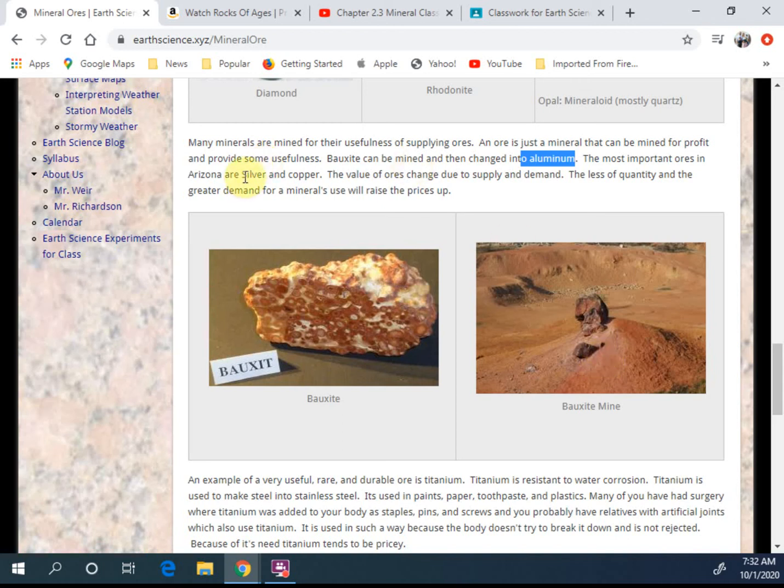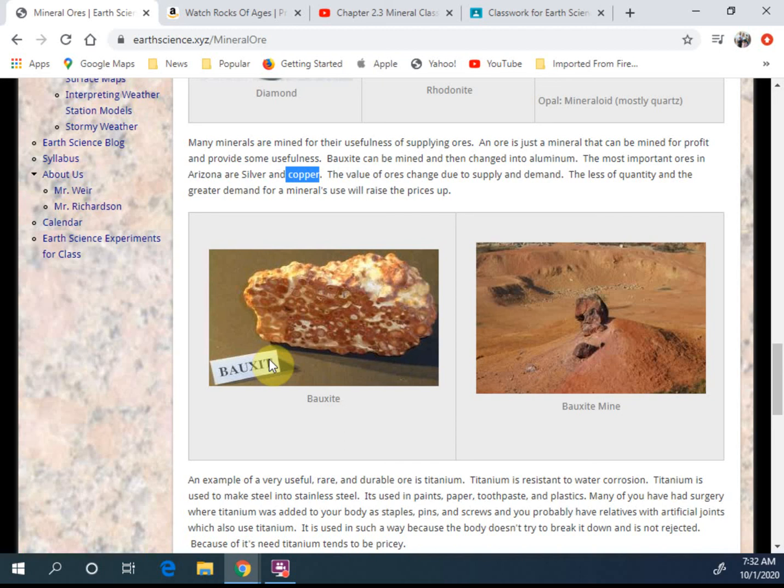Arizona, what is it known for in terms of ores? Silver and copper. Can be gold. Silver and copper. The value of ores changes due to supply and demand. This is important. This is probably the most important piece you can learn from this. Although we need aluminum, if the value of aluminum goes way down, the miners mining it stop. Why do they need to lose money on something? They'll wait until the demand goes back up.